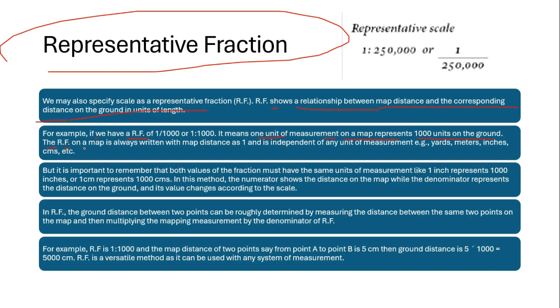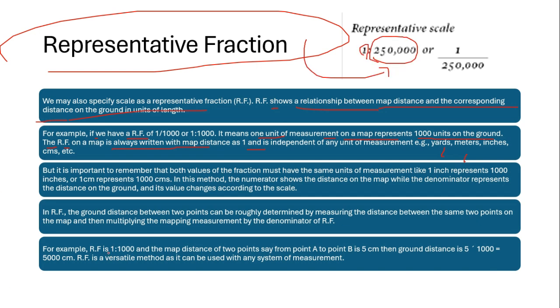The representative fraction on a map is always written with map distance as 1, and it is independent of any unit of measurement like yard, meter, inches, centimeter. In a representative fraction, it should be noted that both parts should have the same unit.